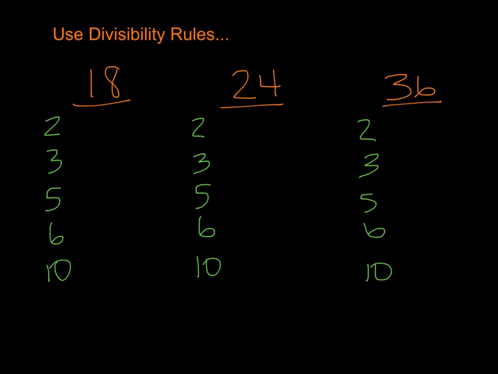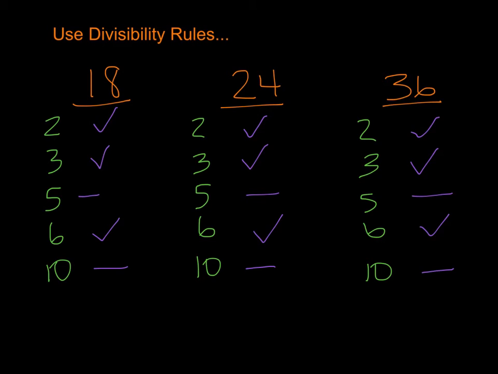I can also use divisibility rules to find the GCF. For example, let's look at 18, 24, and 36. I can look at all of my numbers and apply the divisibility rules, so I know that all three of them are divisible by 2 because they end in even numbers. I know that all of them are divisible by 3 because I add the digits together and I get a number that's divisible by 3. I know none of them are divisible by 5 or 10, and that because they are divisible by 2 and 3, they're also divisible by 6.